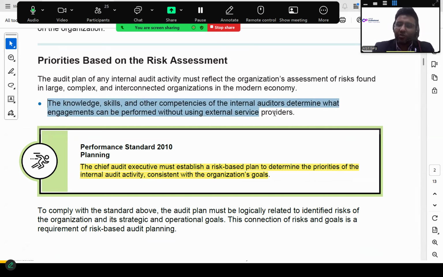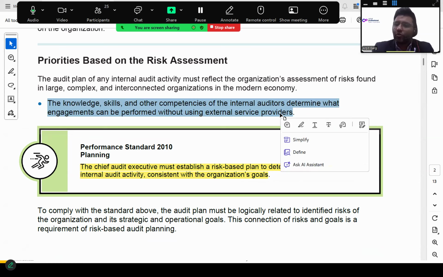Now, people, let me ask you a very important question. When you do the risk assessment, like the risk assessment that you look at in the risk-based audit plan, will you do it based on the knowledge and skill set that is available in the team, or will you look at the risks that are applicable to the company? What do I mean?